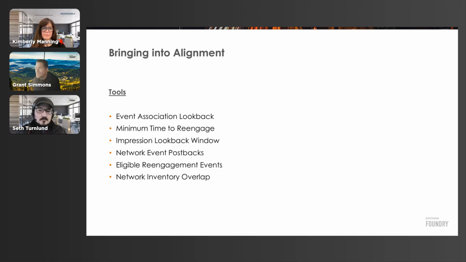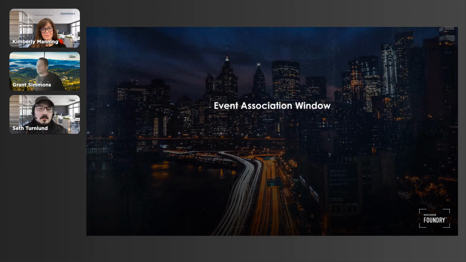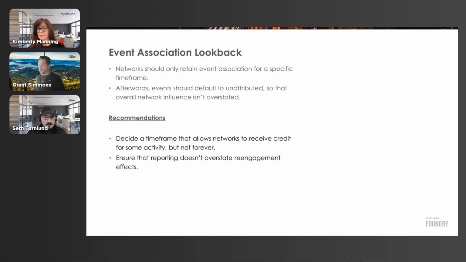The 6 things that you see listed on your screen would be available in any MMP. We'll talk a little bit about what that looks like in Kochava and how you actually configure these things. But I would argue, if you take nothing away from today, these are the 6 levers or tools that you can use to manage your re-engagement strategy. So with that, let's jump in. The first one that we talk about is the event association window. And so actually, Seth, I'll let you take this one.